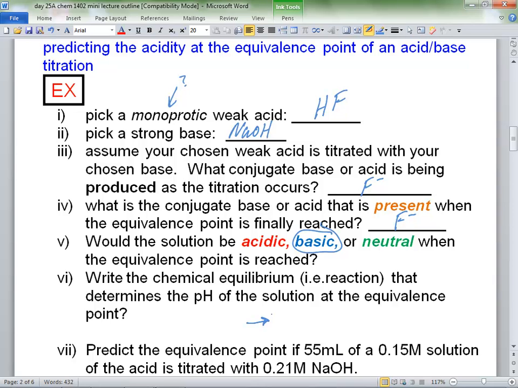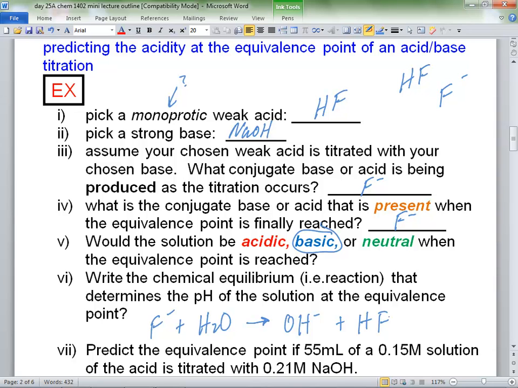Oh, not HF. There's no HF. And you have to write Kb. The Kb reaction, right? You've got HF. This is your conjugates. F, there you go. F minus plus H2O gives you OH and its conjugate acid. Good. Okay, everybody with me so far? Okay.